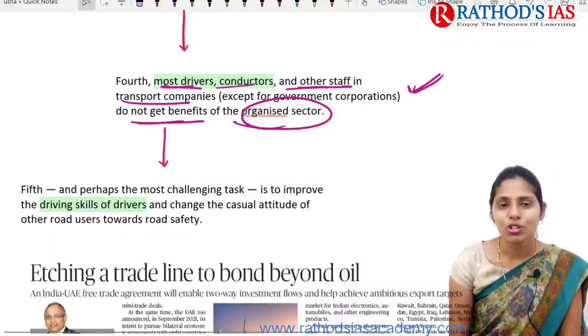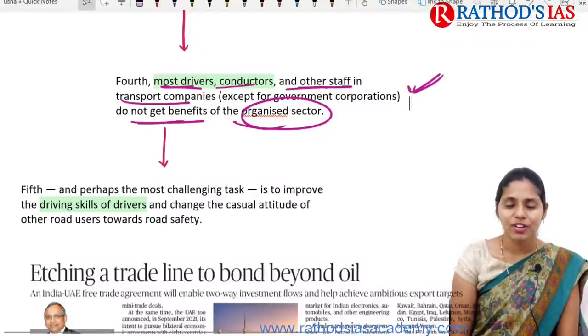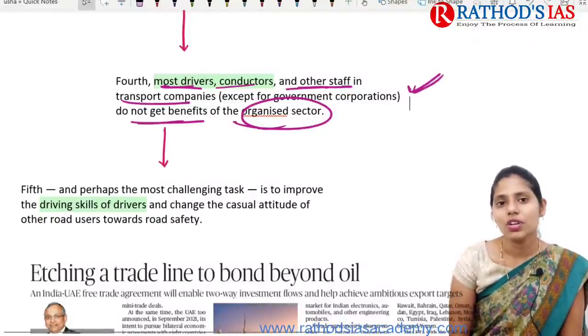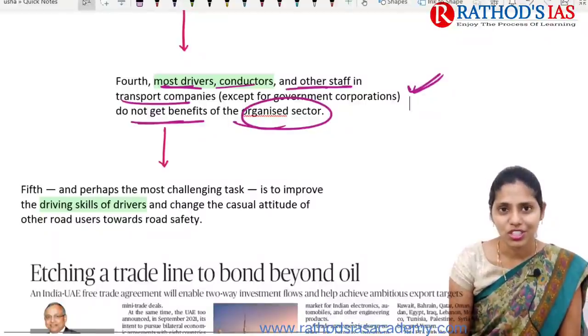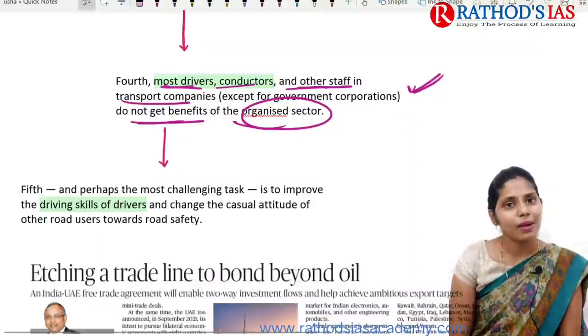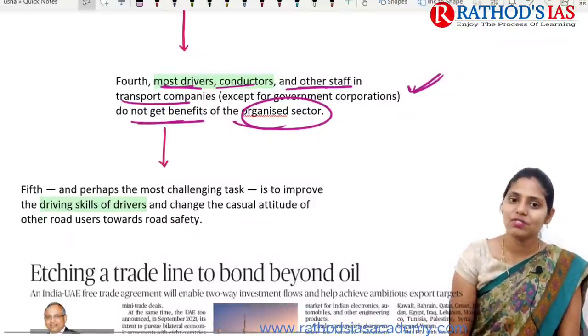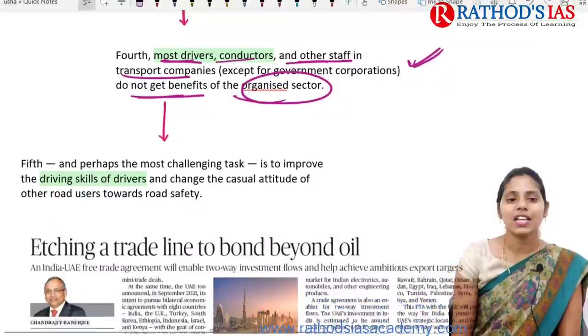So I'm not talking about government corporations, but even some private ones, for example, Setwin. Even if you're talking about autos, the auto rickshaws that are present on the road, they will come under the unorganized sector. Because of this, they're not going to get any benefits from the organized sector.